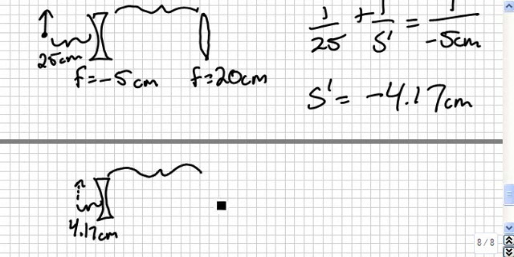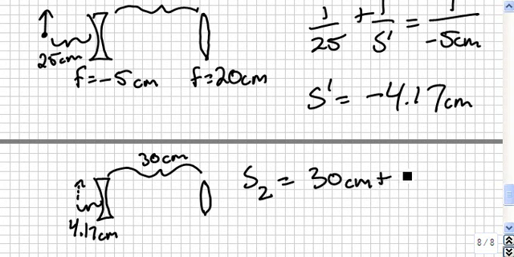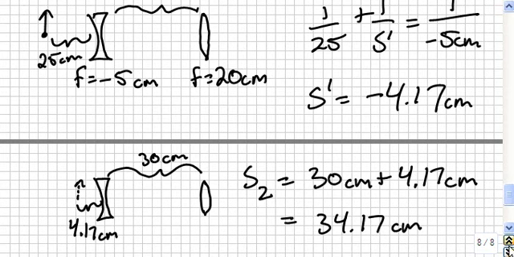Now, since we've formed the image of the object of the first lens, the image becomes the object of the second lens. The second lens is 30 centimeters away from the first, so we can calculate a new object distance. Let's not call it s prime, let's call it s2. From the geometry of the problem, s2 is equal to the 30 centimeter difference between the two lenses, plus another 4.17 centimeters. This is because the image formed by the first lens is 4.17 centimeters to the left of the first lens. So the object distance for the second lens is 34.17 centimeters.